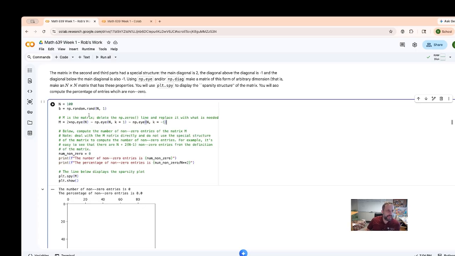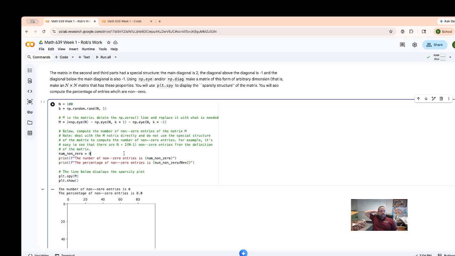So this is what we have here. N is 100, M is the matrix here. And below, we want to compute the number of non-zero entries of the matrix M. It says to deal with the matrix M directly and not use the special structure of the matrix. For example, it's easy to see from the definition that there are this many non-zero entries. What I don't want you to do is just say the number of non-zero entries is n plus 2 times n minus 1, and fill in 100 for n. I want you to deal with the matrix directly.